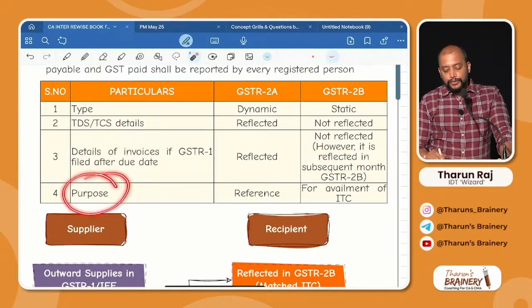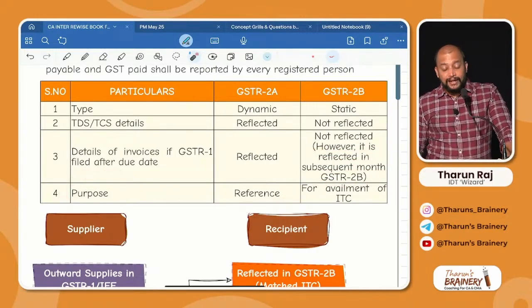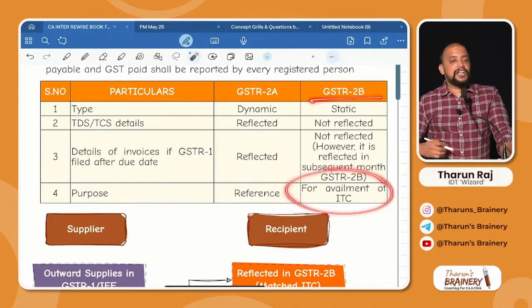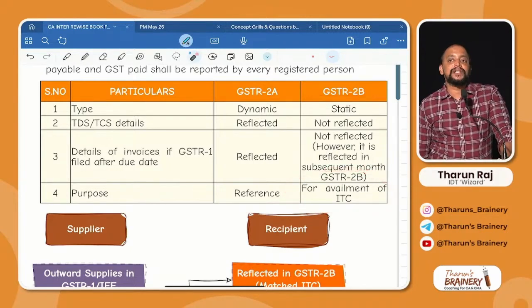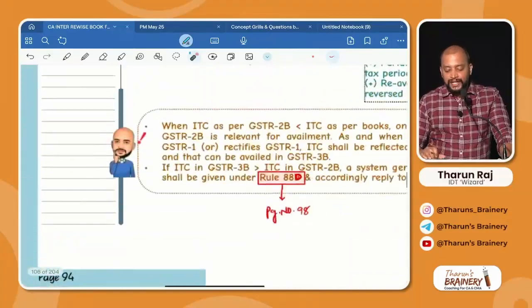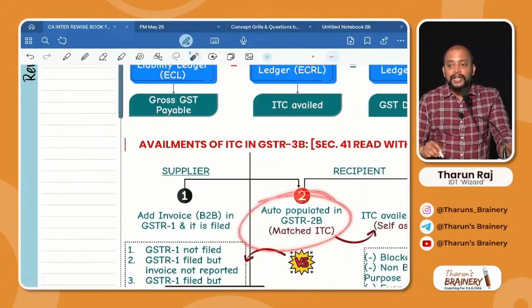What is the purpose of 2A? Just for reference only. But 2B is for the purpose of availment of ITC. For availing ITC, which return is relevant? 2B, because we take the ITC as per 2B only, na.